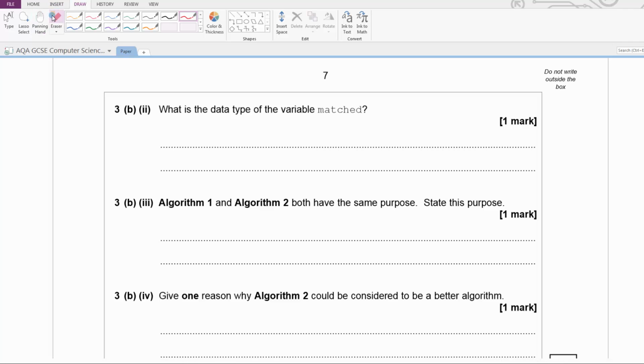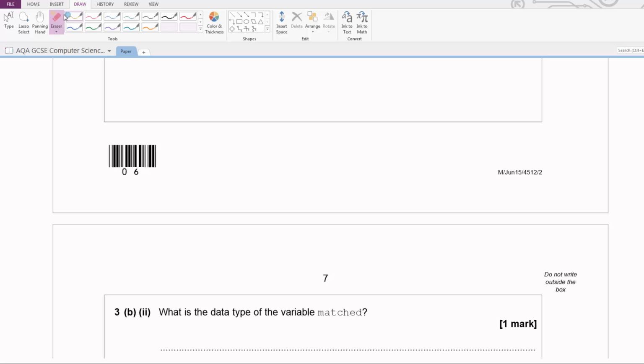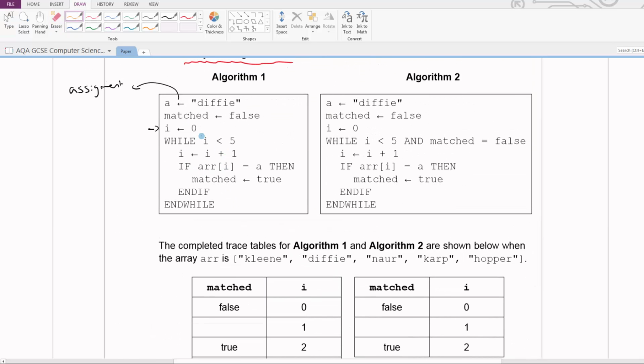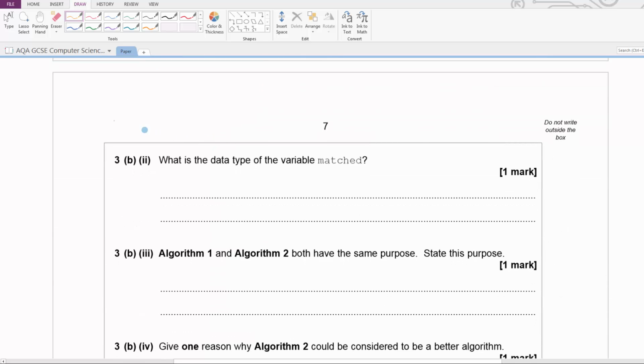We're now asked to say what the data type of a variable matched is. So where's matched? Okay, so it's matched equals false, and false, true or false is a Boolean value. So the Boolean data type is either going to be true or false. So that should be relatively easy if you've learnt the, I think, 5 or so data types you have to know. So it's Boolean.